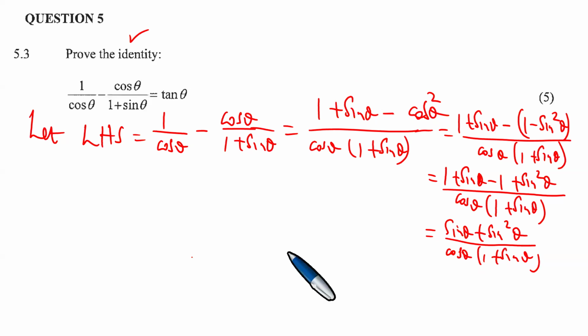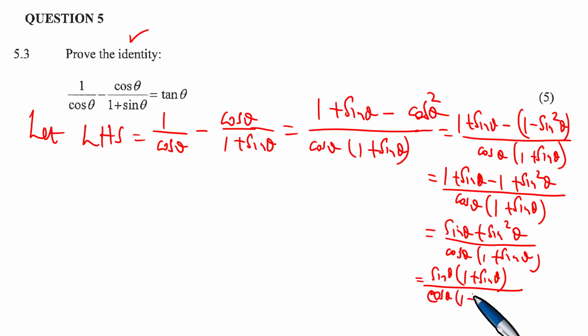And we proceed to solve this. But now pay attention to what we've just got. In the numerator, we can take out sine theta as a common factor, leaving us with 1 plus sine theta, and you divide everything by the cosine theta into 1 plus sine theta, like so.